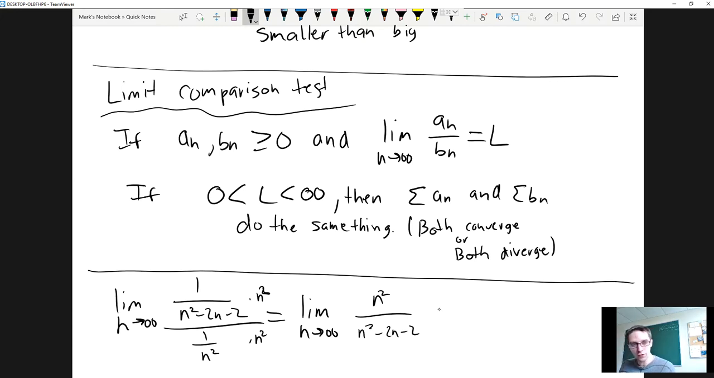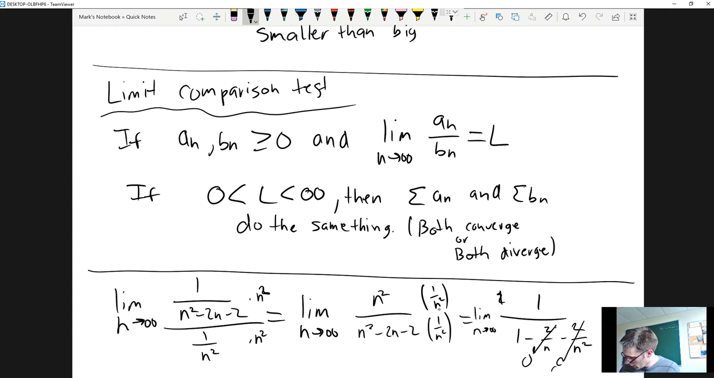It's still going to have the form that's indeterminate. Before, we would have had 0 over 0. Now we're going to have infinity over infinity. But you could apply L'Hopital's rule here, or what I prefer to do is let's divide top and bottom by 1 over n squared. We'll be left with just 1 on top. And on bottom, we'll have 1 minus 2 over n minus 2 over n squared. And notice that as n goes to infinity, those last two terms are both going to approach 0. And so we're going to get 1.